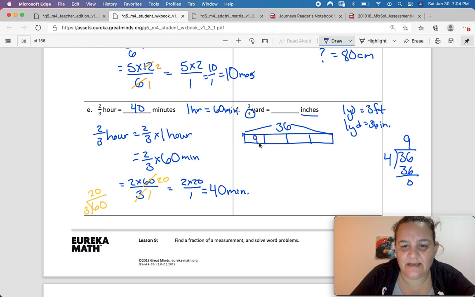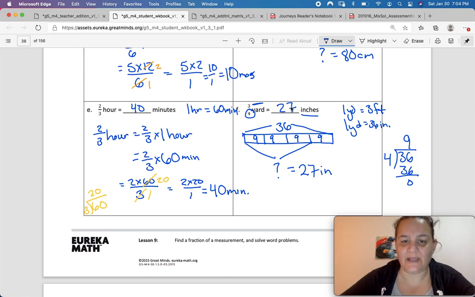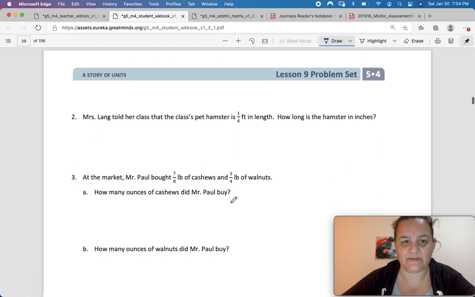9, 18, 27, 36. Great. And it's asking me what's the value of 3 of those. So 3 would be these. And that equals 3 times 9 is 27. And our label is inches. So 27 inches. Good. Okay, now we're going to do some story problems. Same deal, but just with story problems.